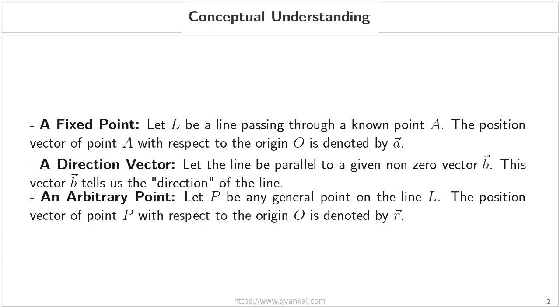Now that we understand why a simple slope isn't enough in three-dimensional space, let's look at the specific components we need to build our equation. Think of this slide as defining our ingredients. In the next slide, we are going to use these three ingredients, our starting point A, our direction B, and our moving point R, to mathematically derive the actual equation of the line.